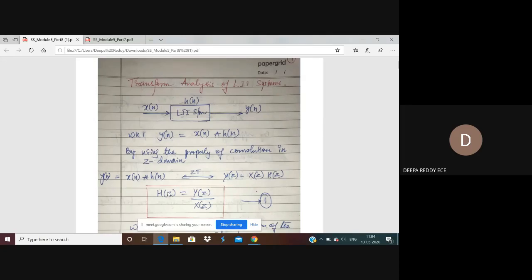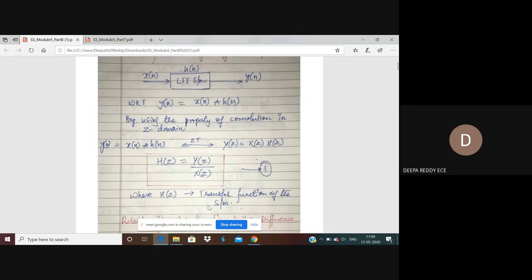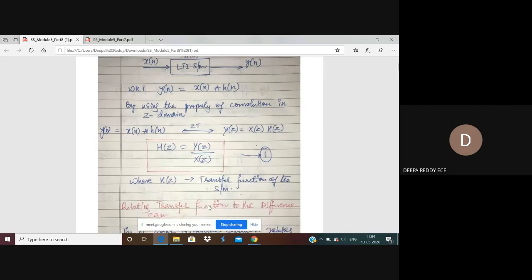In the time domain we have used all small letters, and in the Z domain we have used all capital letters. This is a very important relationship: H of z is equal to Y of z by X of z. This is called the transfer function of the system. If you are asked to define the transfer function, you would go with this simple block diagram: for an LTI system with input x of n and output y of n, where the output can be written as the convolution of x of n with h of n, and using the convolution property, you come up with the transfer function, H of z equals Y of z by X of z. This is a very important thing.